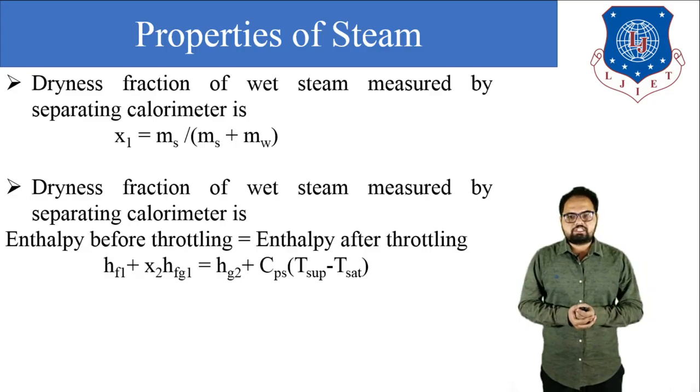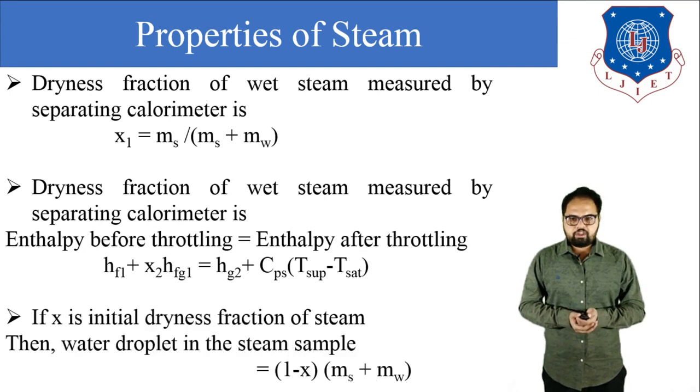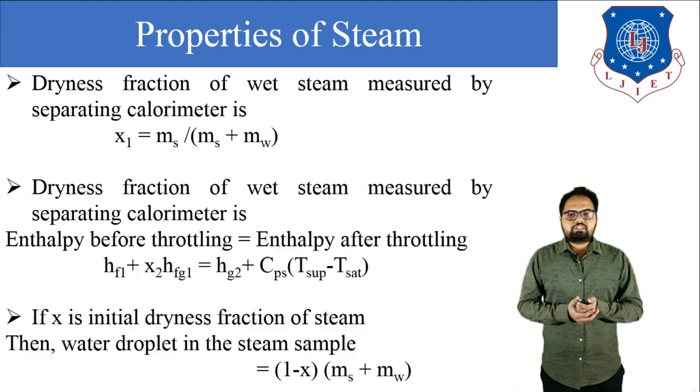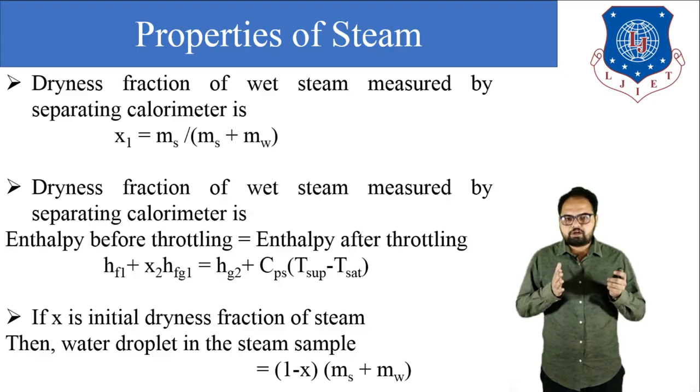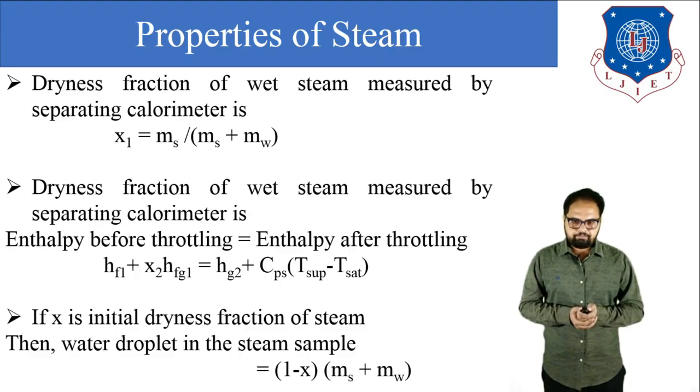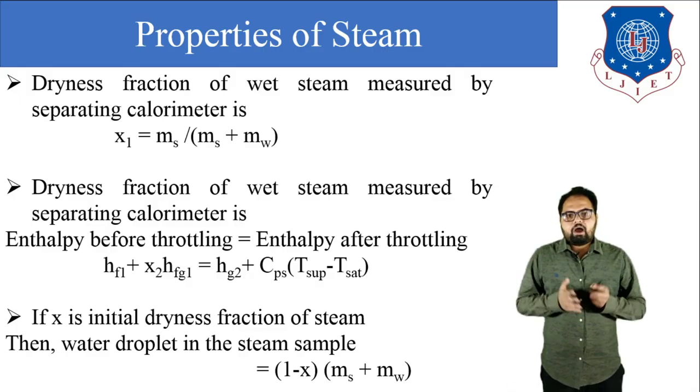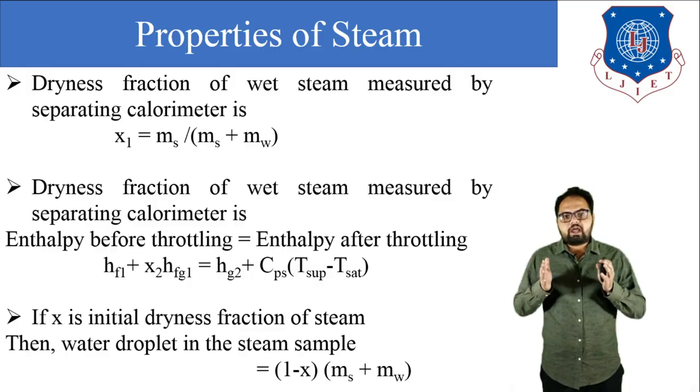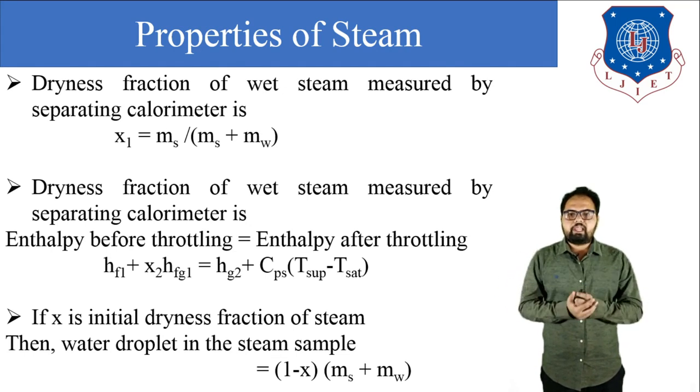So the equation is hf1 plus x2 into hfg1 is equal to hg2 plus Cps in bracket (T sup minus T sat). Okay. So x2 is the dryness fraction of the steam measured by the throttling calorimeter. Now, how can we calculate the dryness fraction of the steam by the separating as well as throttling calorimeter?